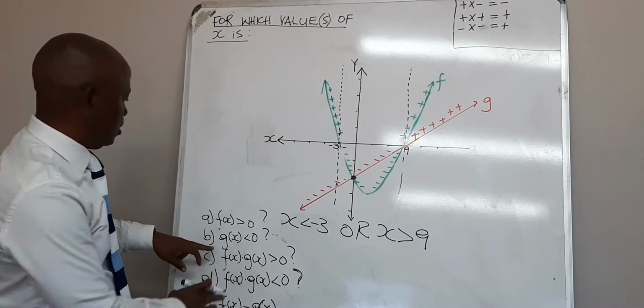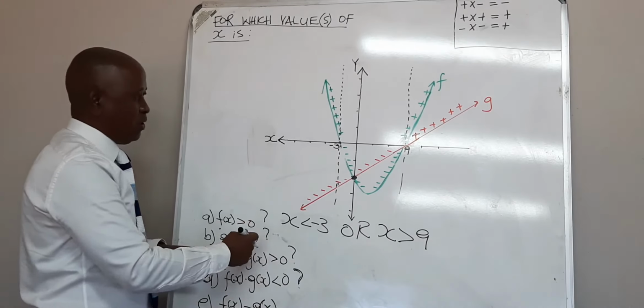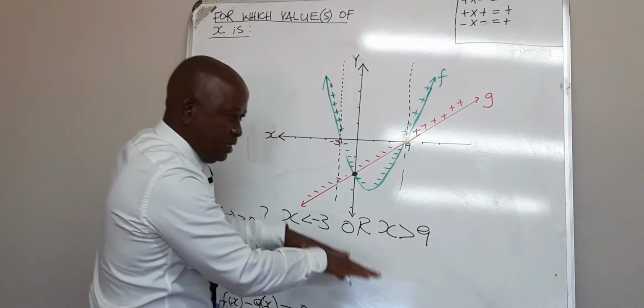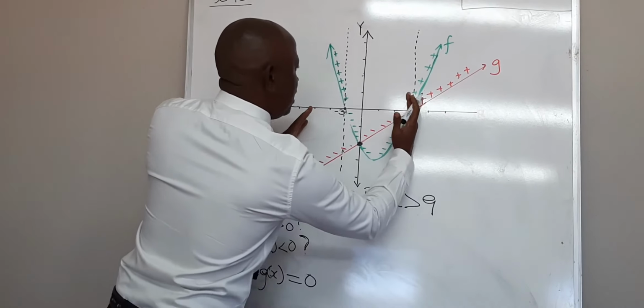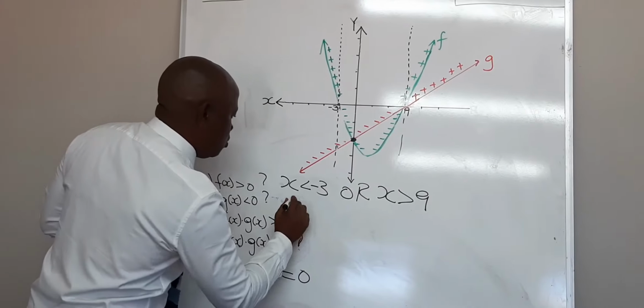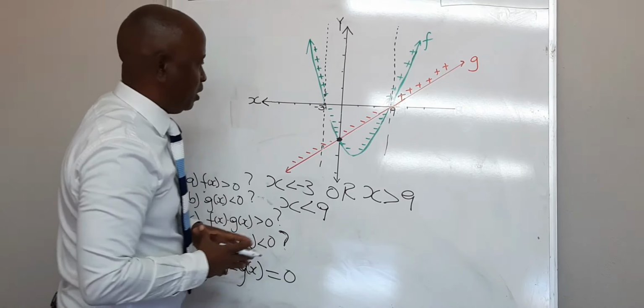The second question, we are looking where g is less than 0. Here we are looking at the red one, the straight line. Less than 0 means it is below. The red graph is below from positive 9 coming to the left-hand side. So we say where x is less than 9, the graph is below.